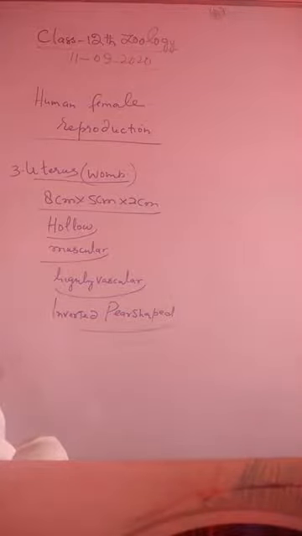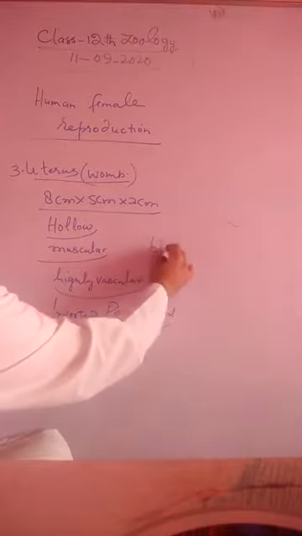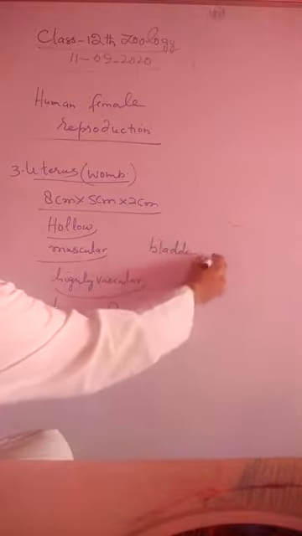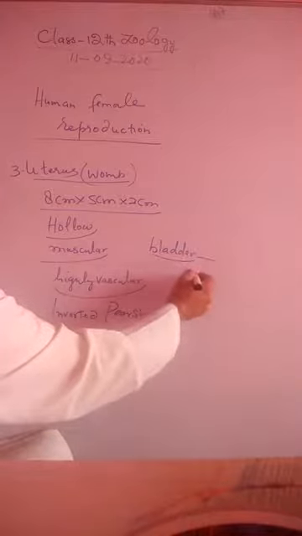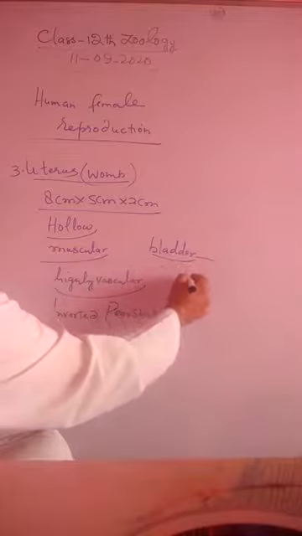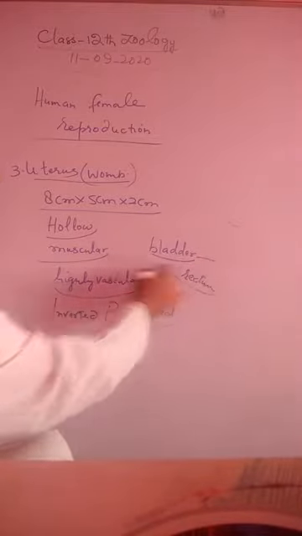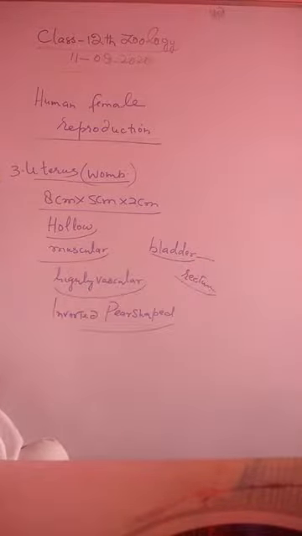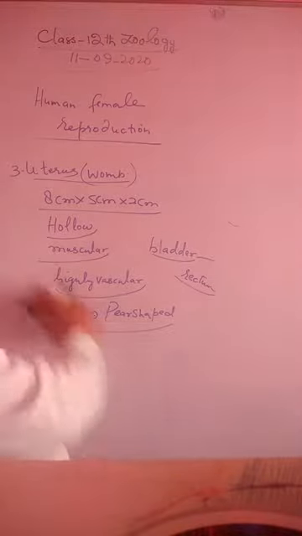structure present in the pelvis between the bladder and the rectum. The urinary bladder is part of the urinary or excretory system, and the rectum is the last part of the large intestine. In between these two is the uterus. This uterus is formed of three parts.